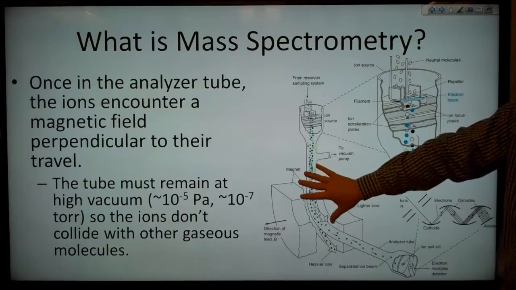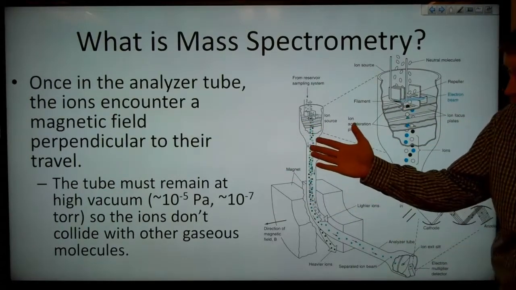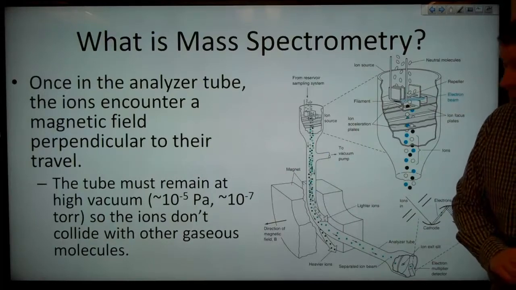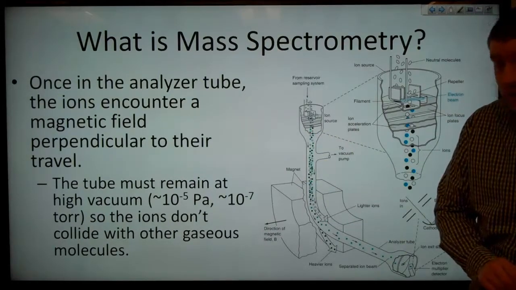So once our ions are in the analyzer tube, the ions encounter that magnetic field that's perpendicular to their travel, and the tube has to remain at high vacuum, so this is around 10^-5 pascals or 10^-7 torr.